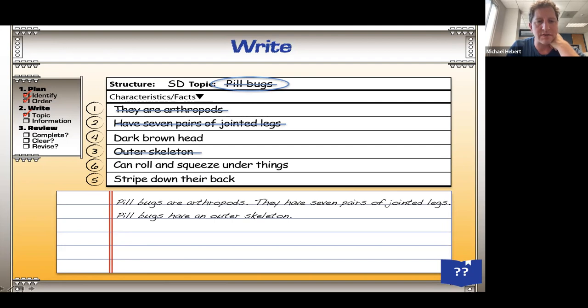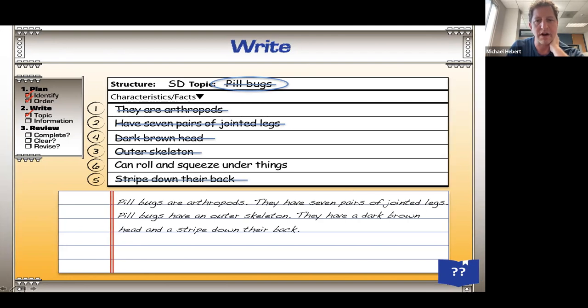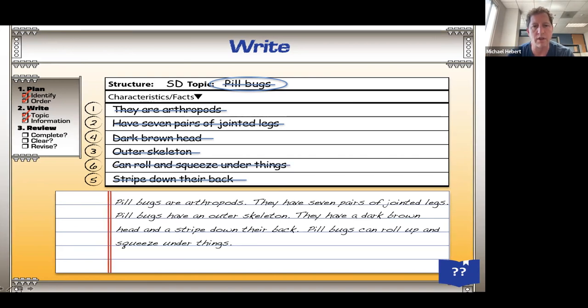And then next, stripe down their back and dark brown head: these are the next things I said I was going to write. I want to combine that information into a single sentence. So I'm going to say they have a dark brown head and a stripe down their back, because I think that information can go together. And then finally, pill bugs can roll up and squeeze under things, and I'll cross off the information. I really liked the way I put this together, because it helped me think about what the topic was at the beginning, and then I described it, and then I saved that fun fact for last.